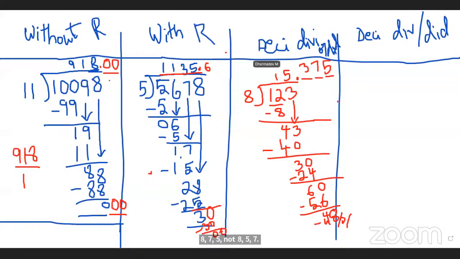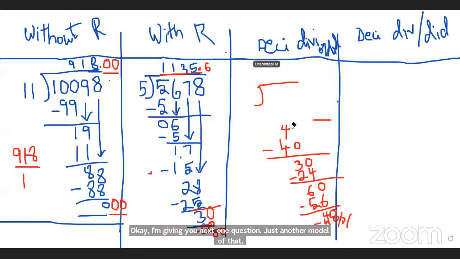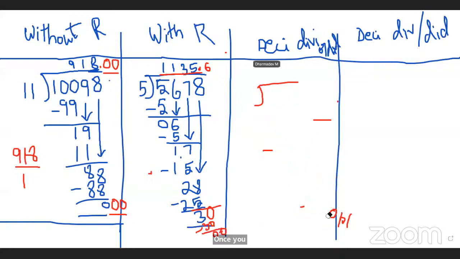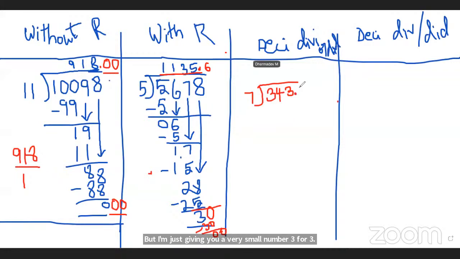Clear. Okay. I'm giving you one next question, just another model of it. Once you do it, then we can go on with the next. I'm erasing everything. Dividing by 7. If dividing by 7, you get a lot of decimals. But I'm just giving you a very small number. 3, 4, 3. I hope you know this number very well. And let's say there is a 2. Okay, only 2. That's fine. Solve it quick. 45 seconds, not more than that.